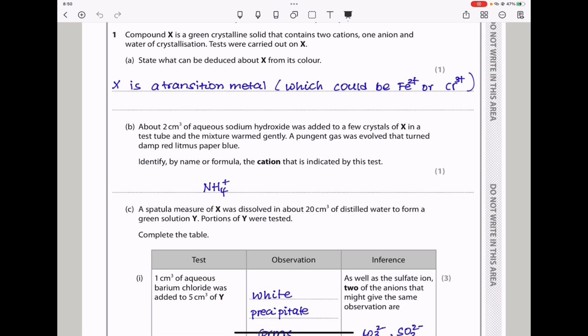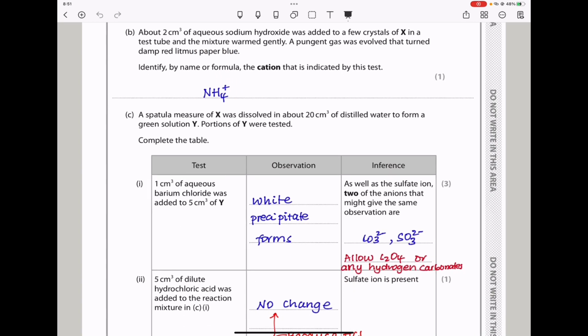In part B, about 2 centimeters cubed of aqueous sodium hydroxide was added to a few crystals of X in a test tube, and the mixture was warmed gently. A pungent gas was evolved that turned damp red litmus paper blue. Identify by name or formula the cation that is indicated by this test. Because they said a pungent gas, and the gas turned damp red litmus paper blue, that should be ammonia gas, and therefore the cation should be ammonium.